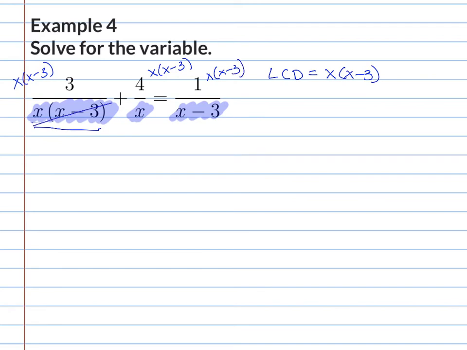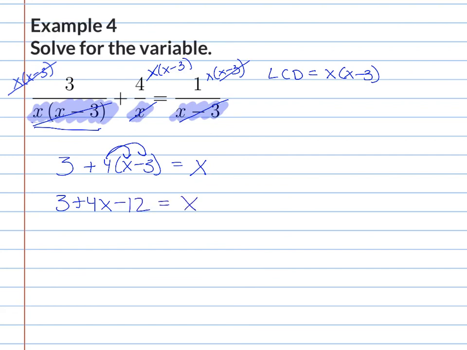This whole denominator reduces to that, and I got left over 3. This x reduces to that x, and I got plus 4 times x minus 3. The x minus 3's cancel out, or reduce technically, and then we have 1 times x, which is just x. I'm going to distribute the 4, and I'm going to have 3 plus 4x minus 12 is equal to x. I'm going to combine my 3 and my 12, and I'm going to get negative 9 plus 4x is equal to x.